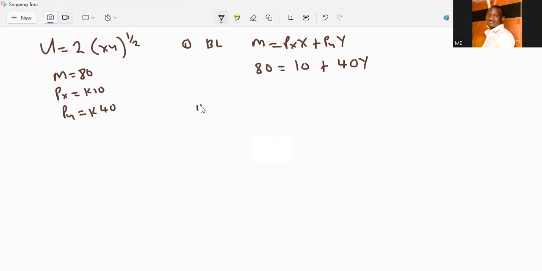Then part 2, to maximize, I should teach you a shortcut, because the Lagrangian formula is long. So the shortcut for reducing the Lagrangian formula is MUX over price of X should be equal to MUY over price of Y. This is the Lagrangian shortcut. It will maximize. This is 15 marks. So what is the MUX? So we know U is equal to what? U is equal to 2x^half y^half.